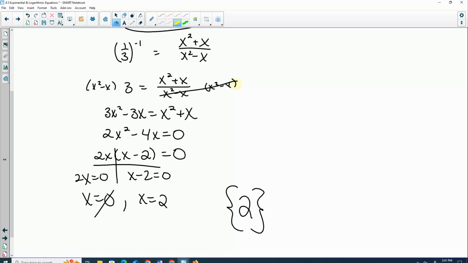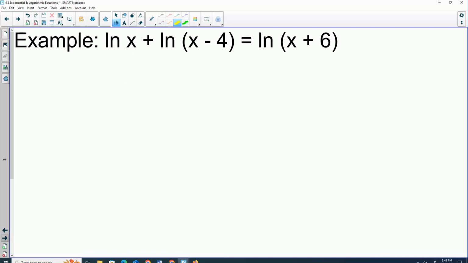And that is possible. So we don't always have an answer. All right. I have 2 more that I would like to do. What do you think we should do first? We can condense these logs. They are added together so we can multiply the argument. So x times x minus 4 equals x squared minus 4x.